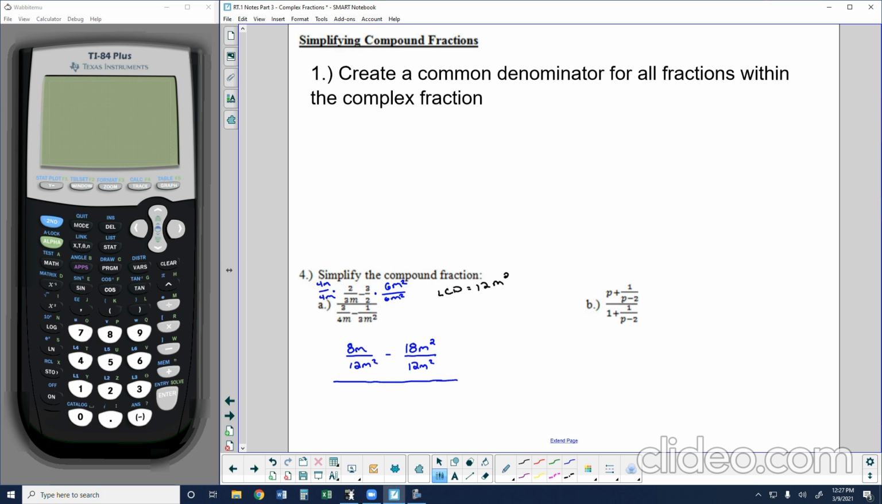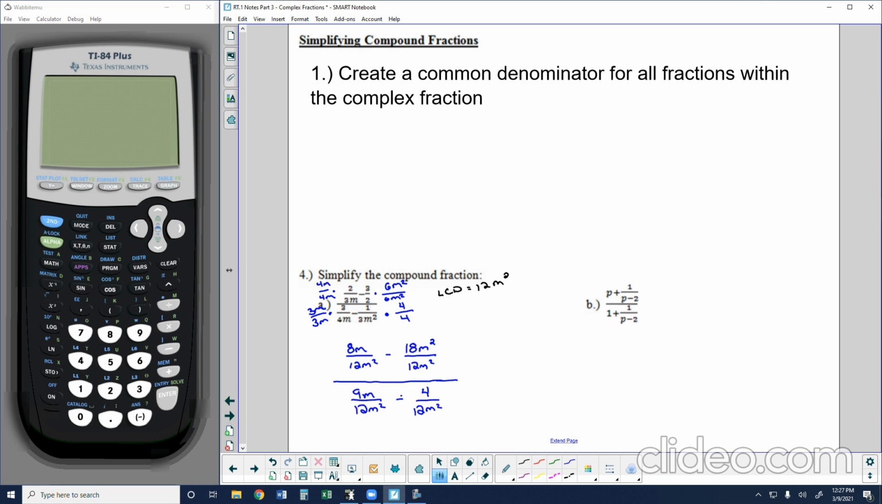If I take a look at the denominator of this complex fraction, I'm going to do the same thing. So the fraction on the left, the first fraction there, needs to be multiplied by 3m over 3m. And so this is going to give me 9m over 12m squared. And then the fraction on the right needs to be just multiplied by 4. It already has the m squared value, so it's going to multiply by 4 over 4. So this would be 4 over 12m squared.